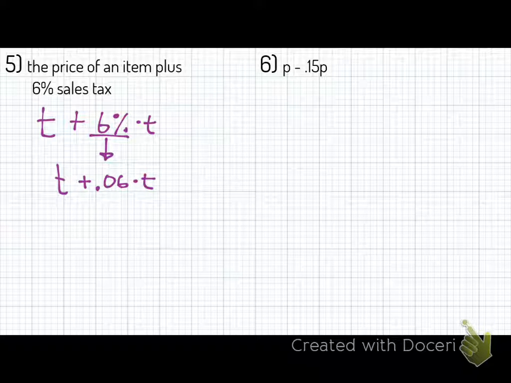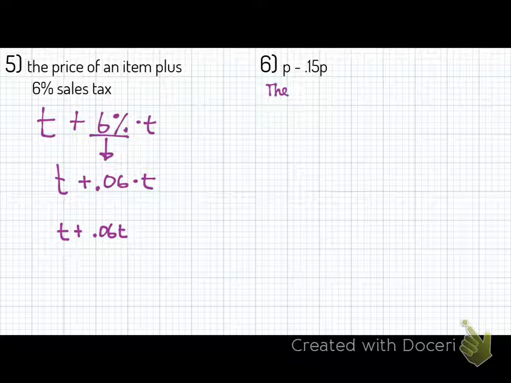This is really the better way to write this. When you want to write an expression, eyes up here. It's t plus 0.06 times t, which is going to be t plus 0.06t. Okay? That is how you do number 5. So turn to your neighbors and tell them how you fix this and improve your answer, because most people didn't have the final answer like this.